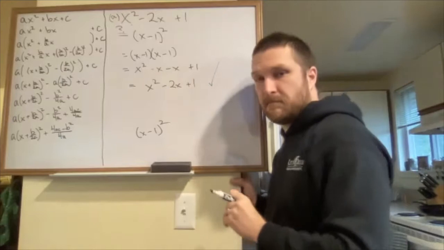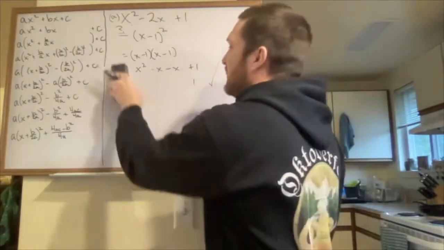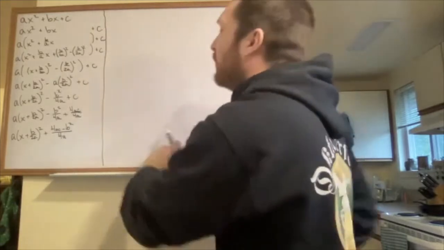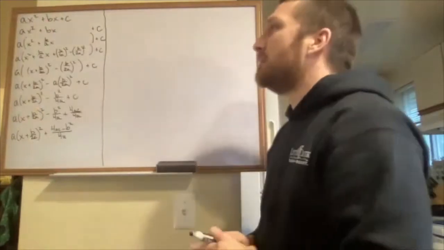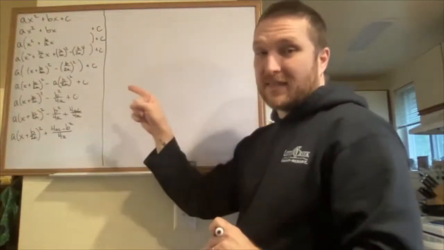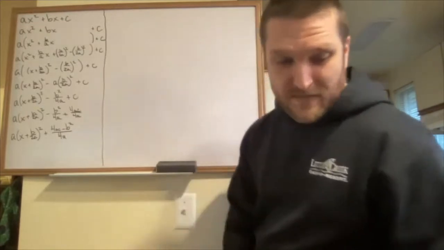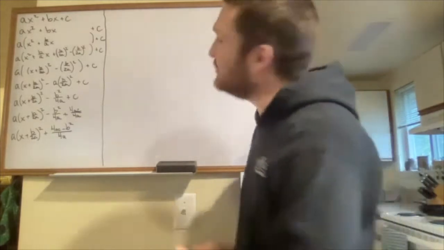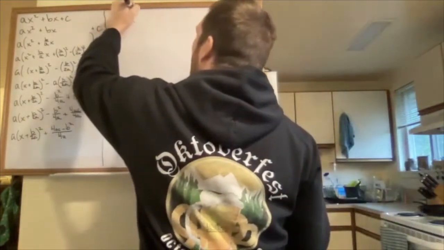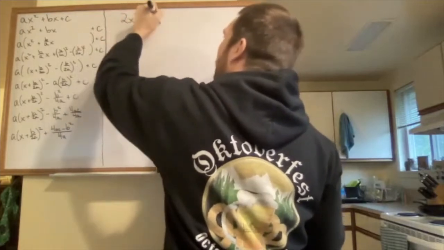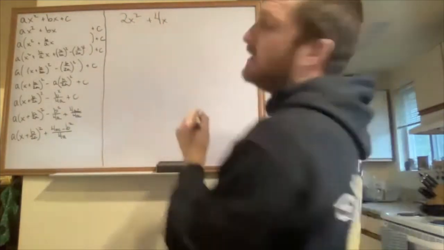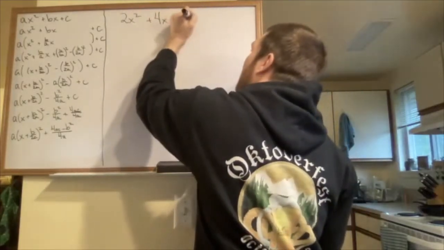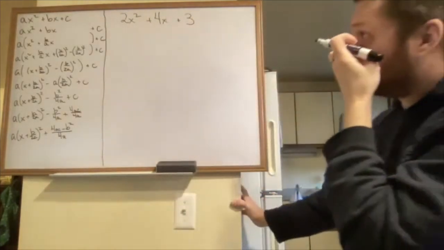Okay, any questions? No. Okay, so this one is, I had to throw one in without an A term, or where the A term was 1. The other ones are going to look much more like this, and this is going to help us much more. So let's do one similar to problem B, and let's do 2x squared plus 4x. How about plus 3? Okay.